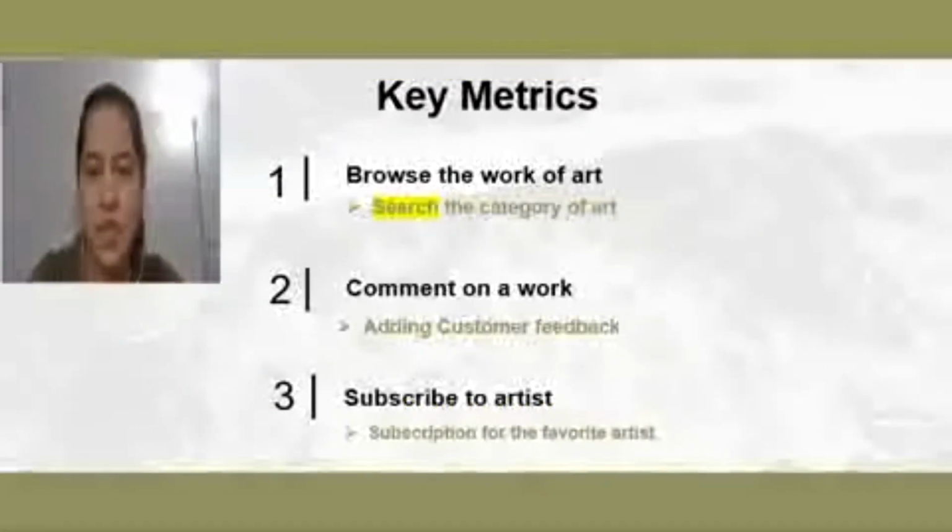We have included 3 key matrices. One is browse the work of art, where customers would be able to search for the category of art they are interested in. Other is comment on a work, where visitors would be provided with a feature to add their comment so that the work can get deserved appreciation or any feedback regarding required improvements.